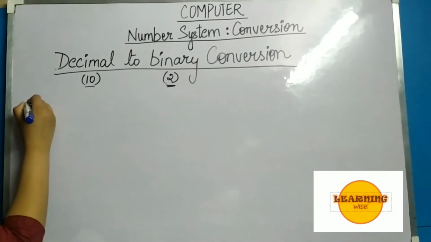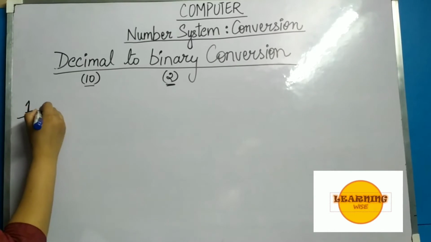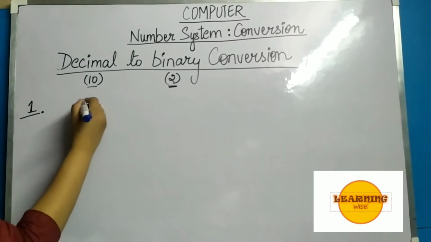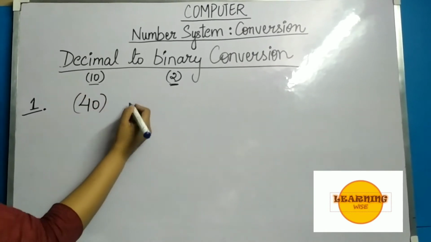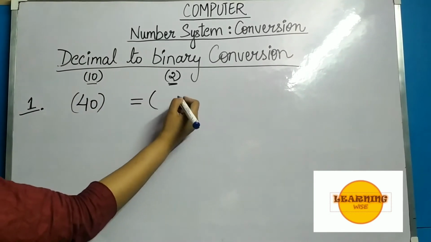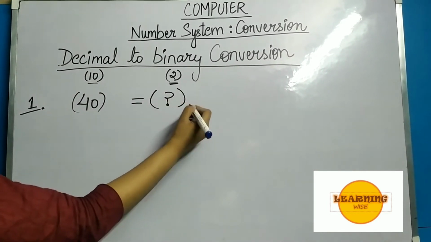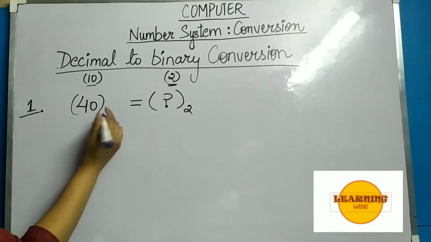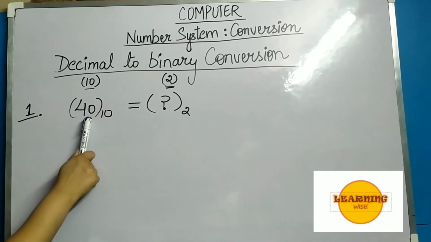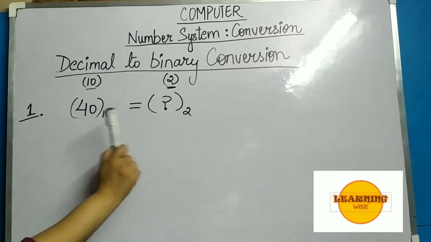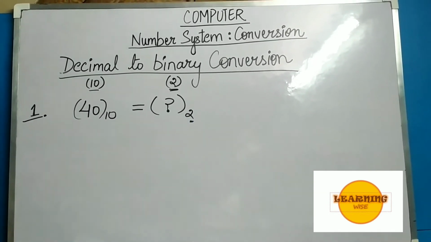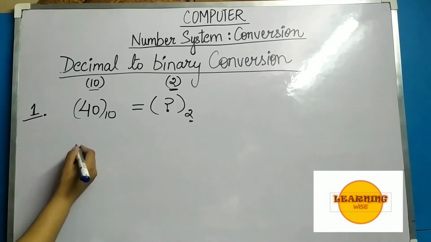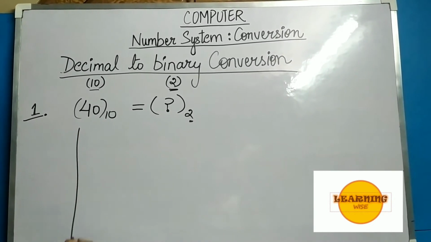Now let's do one example. What I'm going to do is, I'm going to write a decimal number. Let's say I'm writing 40. Okay, and I want it to be converted into binary, sorry, not decimal. So 40 is in decimal, so the base is 10, and I want to change it into the binary. See, I have written base 2. As I told you, you simply have to go and divide. So let's do the division here.